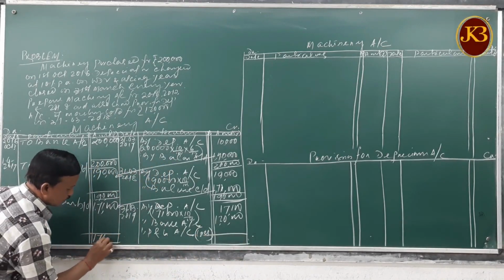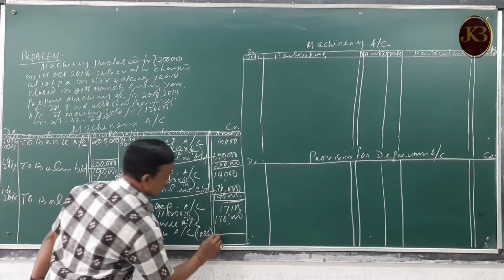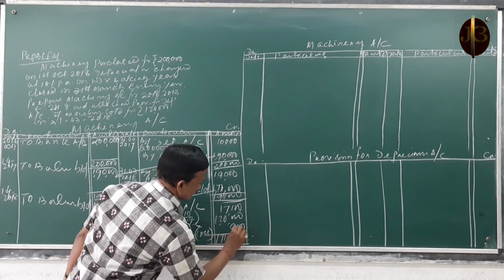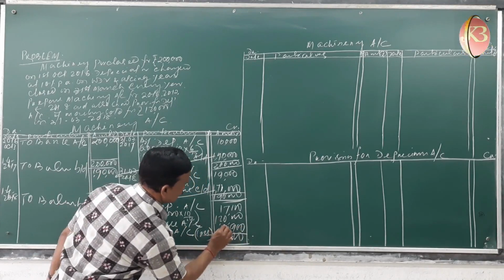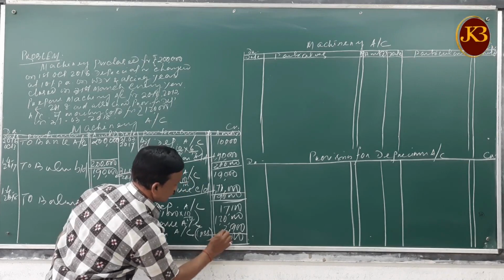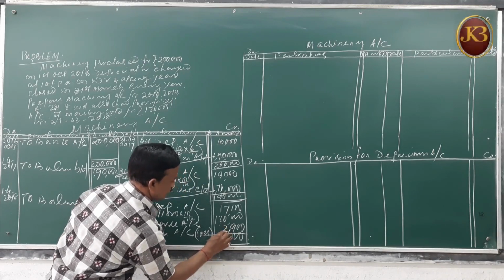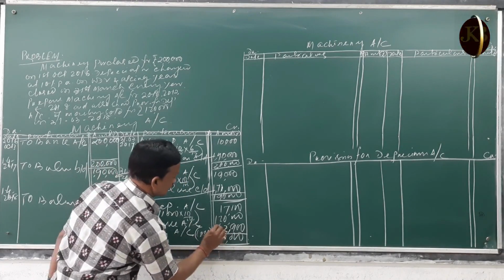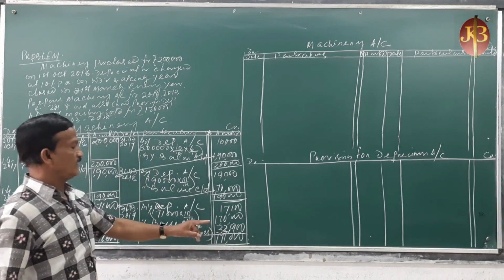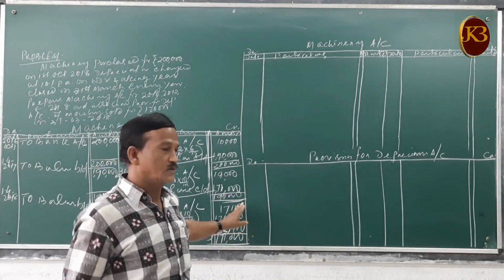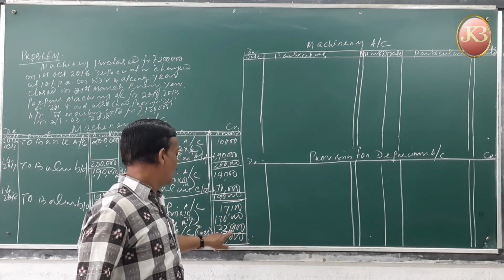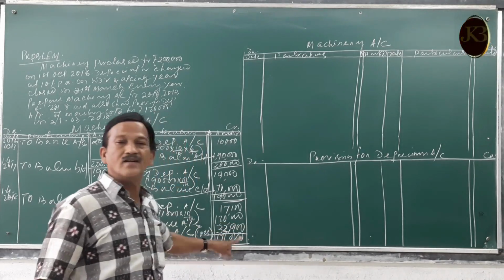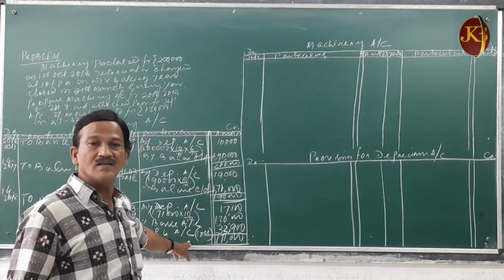Total 1,71,000. It should be 1,71,000. So loss is 33,900. So this is the loss. The total loss 33,900 is debited to profit and loss account.